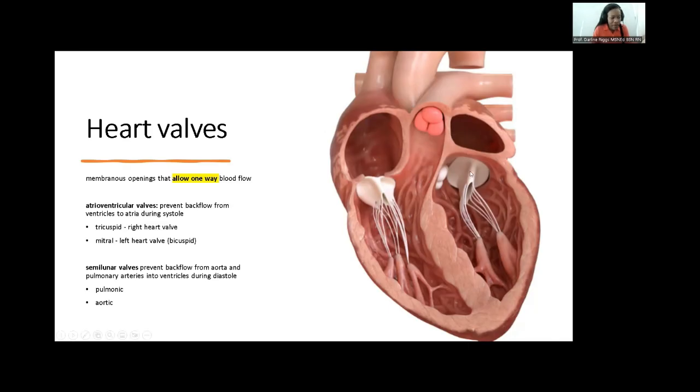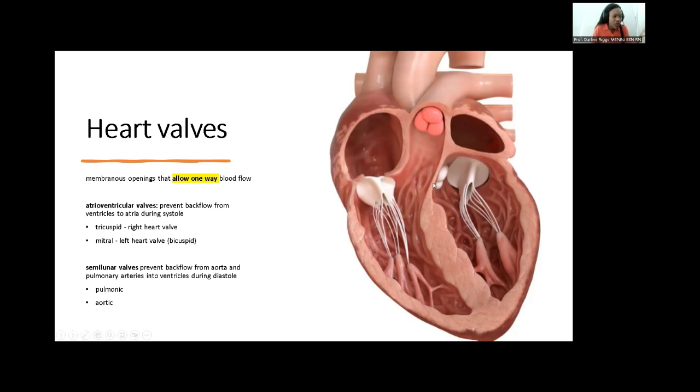Your mitral bicuspid, you see how this one has two names. So know both names. They use them interchangeably. You could get a test question that says mitral. You could get a test question that says bicuspid. So know both names. So this valve, mitral bicuspid, prevents blood from going back into the left atrium.